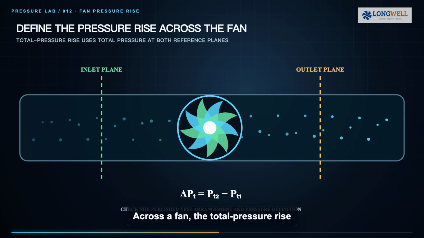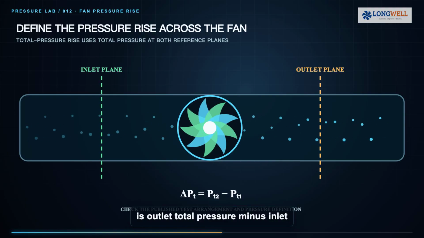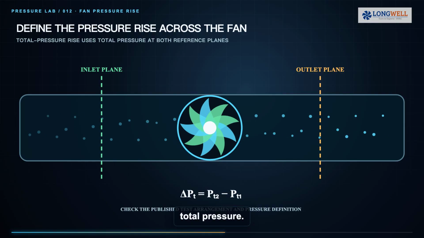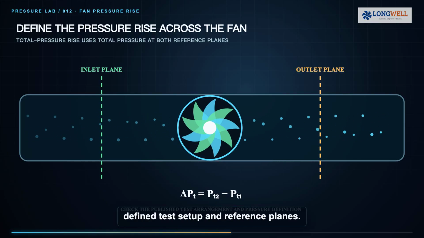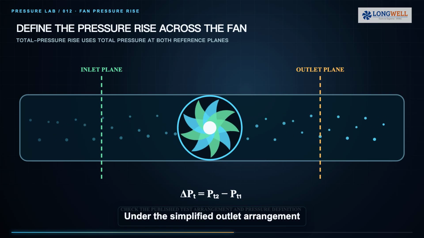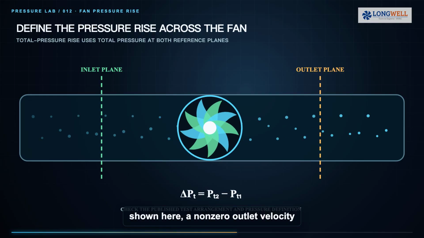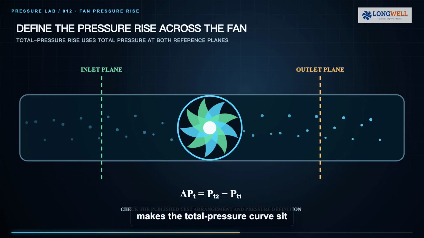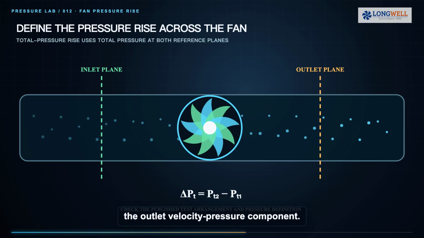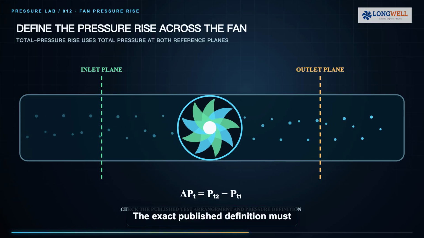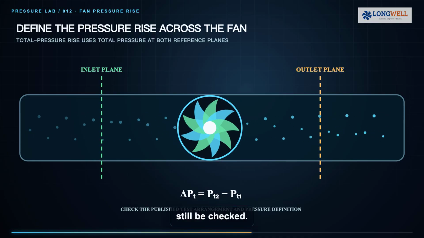Across a fan, the total pressure rise is outlet total pressure minus inlet total pressure. Static pressure ratings depend on the defined test setup and reference planes. Under the simplified outlet arrangement shown here, a non-zero outlet velocity makes the total pressure curve sit above the static pressure curve by the outlet velocity pressure component. The exact published definition must still be checked.